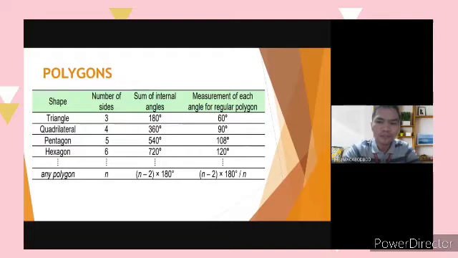For example, for a triangle, we have three sides. Using the formula in getting the sum of internal angles, we can compute the sum, which is 180 degrees, as 3 minus 2 is equal to 1 times 180 degrees. To get the measurement of each angle, we have (3 minus 2) equals 1 times 180 degrees divided by 3. So we have 60 degrees per angle.